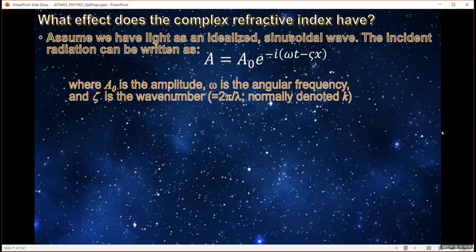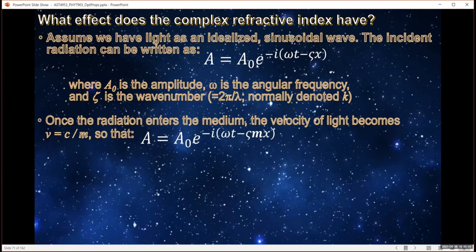Let's start by considering our light as an idealized sinusoidal wave. We can write our incident radiation as A equal to A0 e to the minus i (omega t minus zeta x). This is just a wave equation. A0 is the amplitude of the wave, omega is the angular frequency, and zeta is the wave number, also known as 2 pi over lambda, the wavelength. Usually we would denote this wave number by k, but as described in some of our previous videos, the letter k is overused and will be used again in the complex refractive index, so we don't want to use it here.